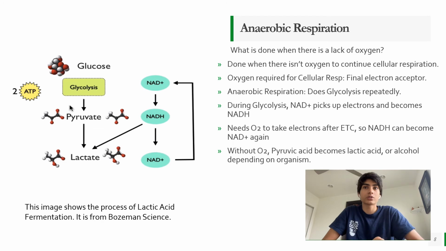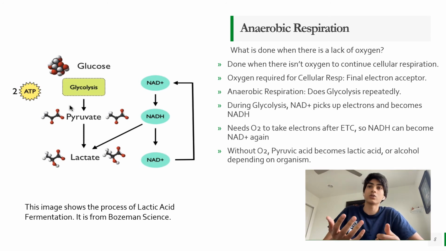Alright, so anaerobic respiration is done when there isn't enough oxygen to continue the Krebs cycle and electron transport chain. Normally during aerobic respiration, oxygen would be the final electron acceptor, and it would combine with hydrogen to become H2O, or water. But when there isn't oxygen, the Krebs cycle and electron transport chain can't function. And as we know, glycolysis is the only step that can function without direct oxygen input. So in simple terms, anaerobic respiration is when glycolysis is just done over and over again.